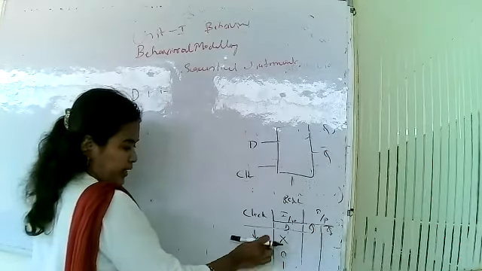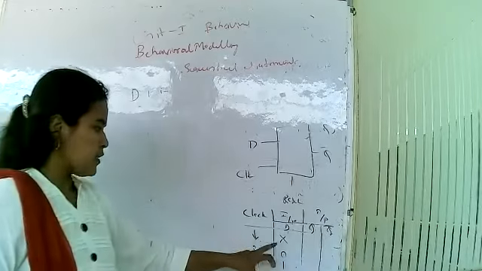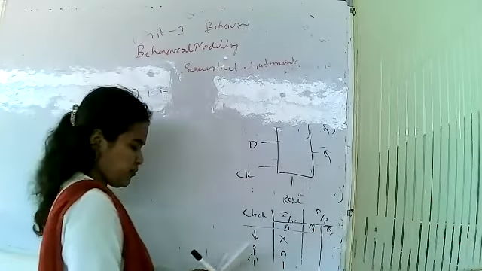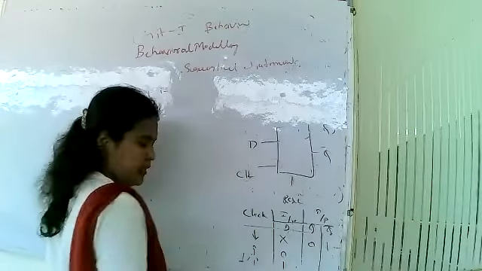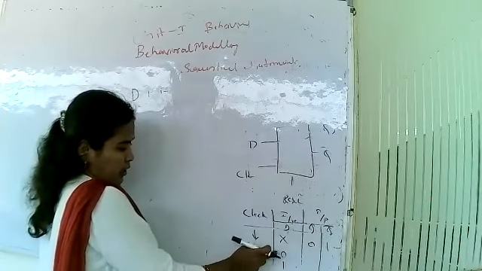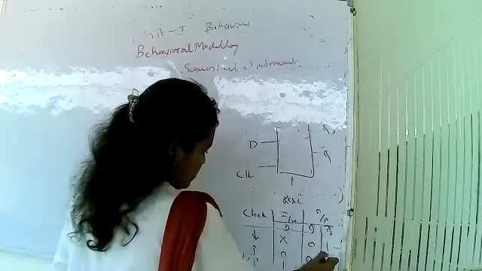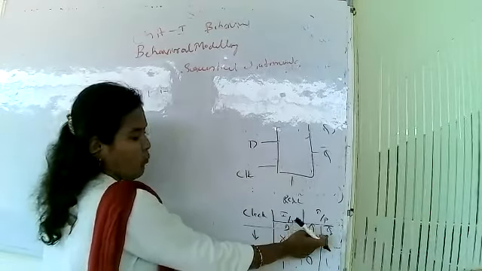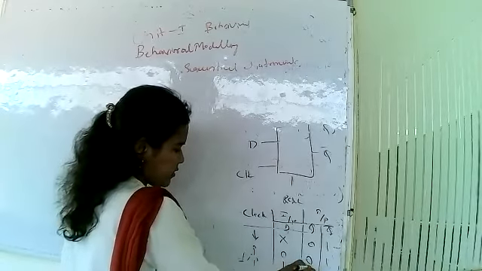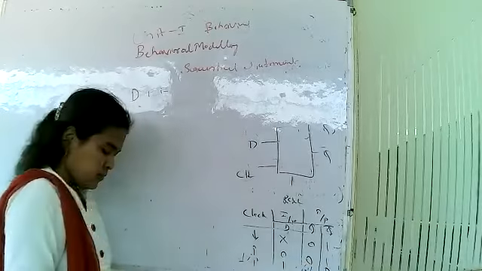Inputs are don't care when the clock is low, because the output stays the same. When the clock is high and the input is 0, Q will be 0 and Q bar, the complement of Q, is 1. When the input is 1, then Q is 1 and Q bar is 0.